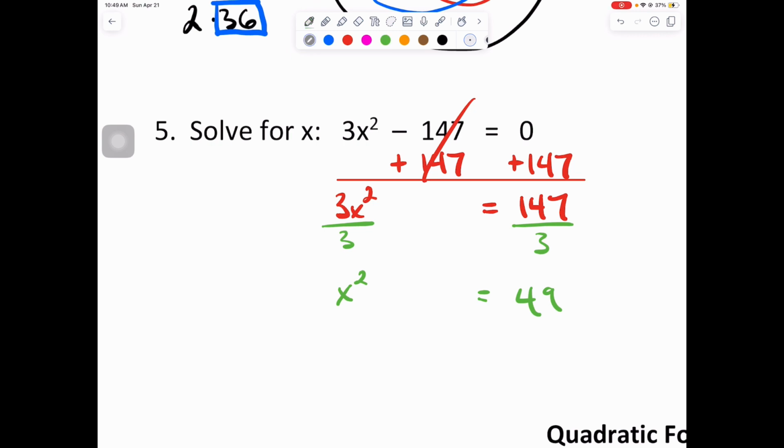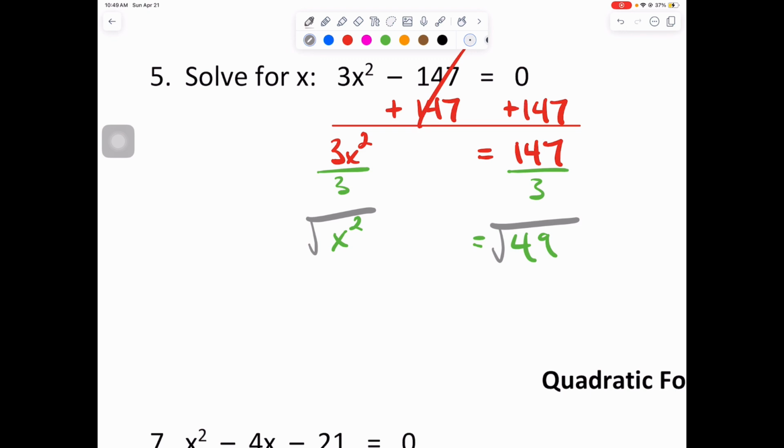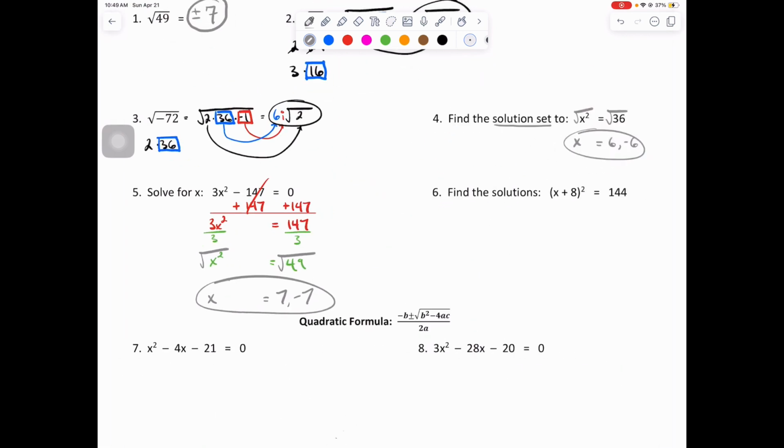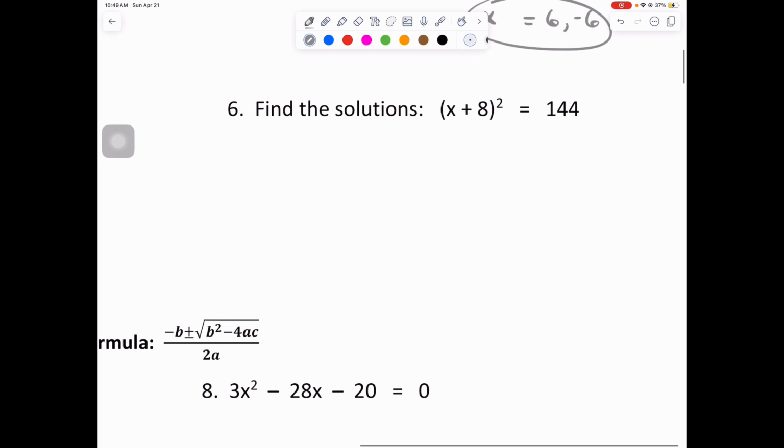And again, just like number 4, now we can find that solution set by, yes, taking the square root of both. Okay, so x squared will give us that x by itself equals 7 comma negative 7. Go ahead and circle your answer. Moving forward to number 6. Oh my goodness, find the solutions. X plus 8 and the quantity squared equals 144.